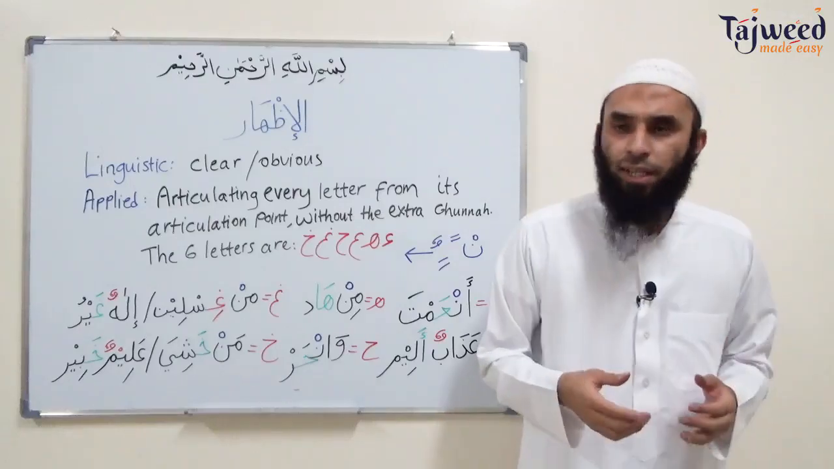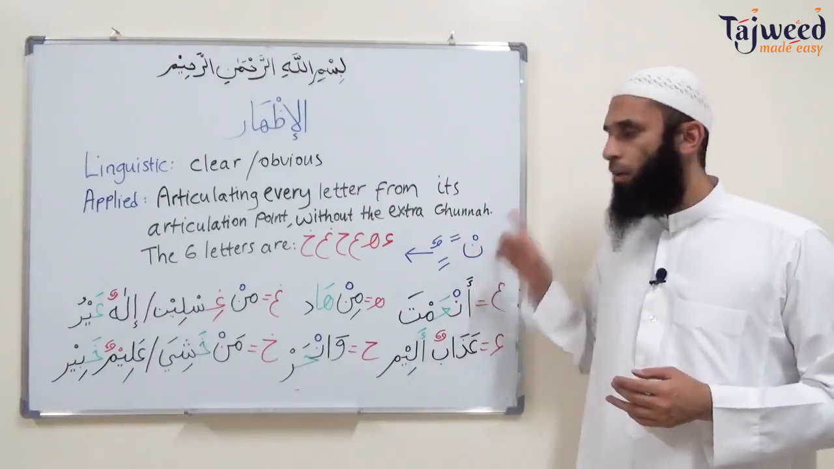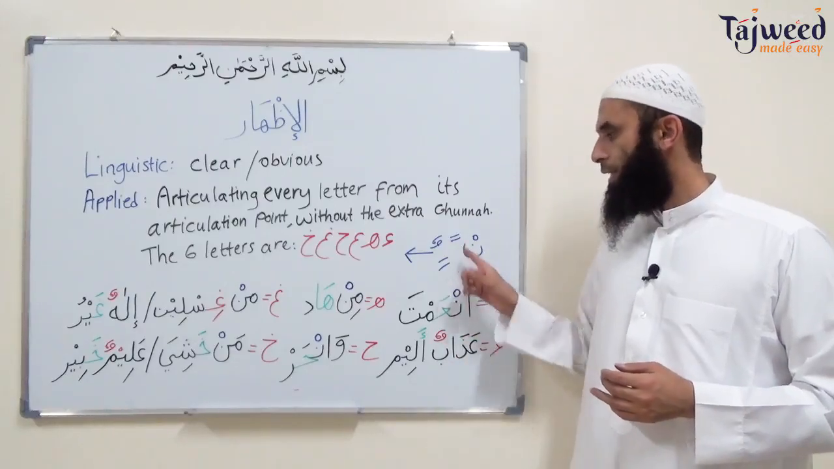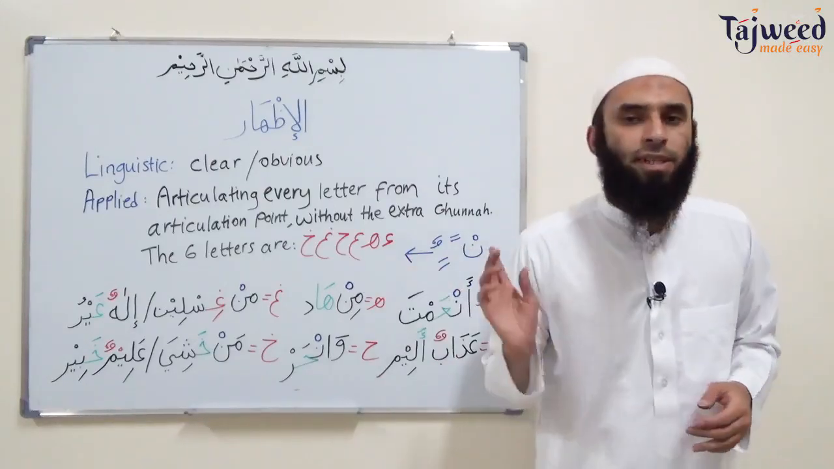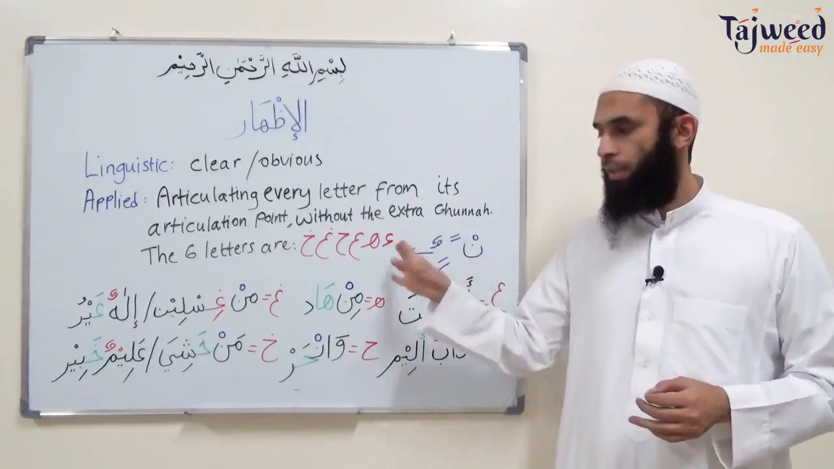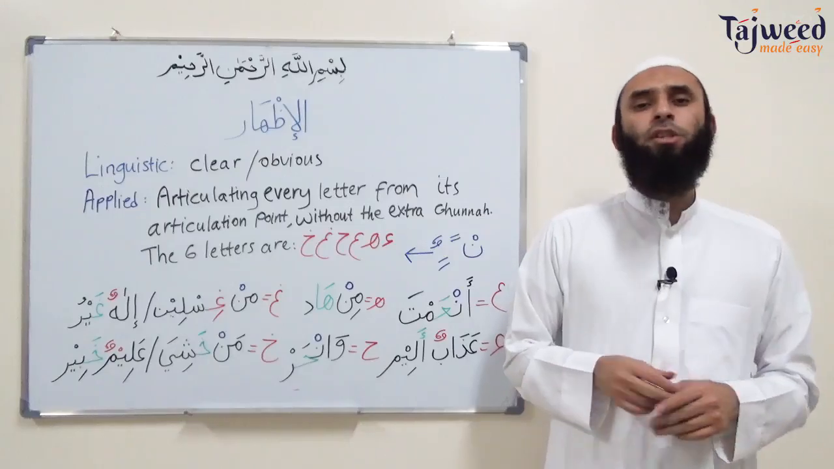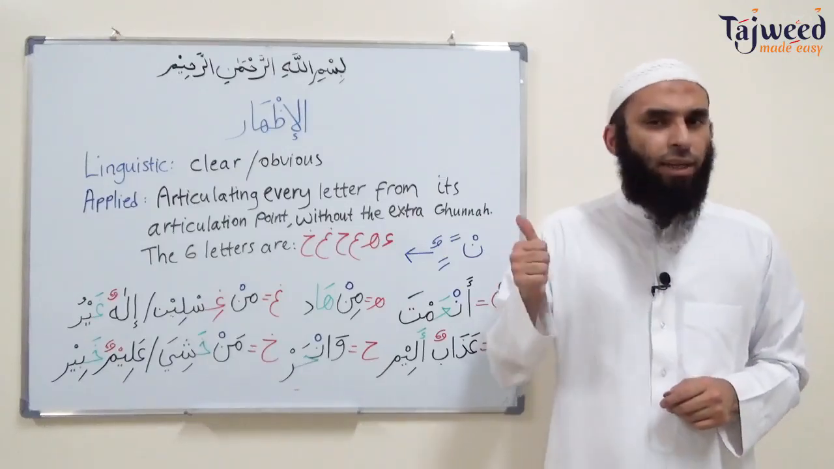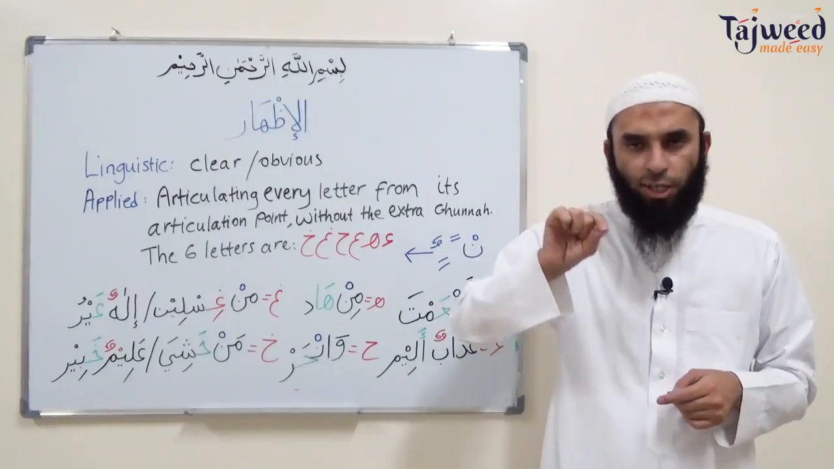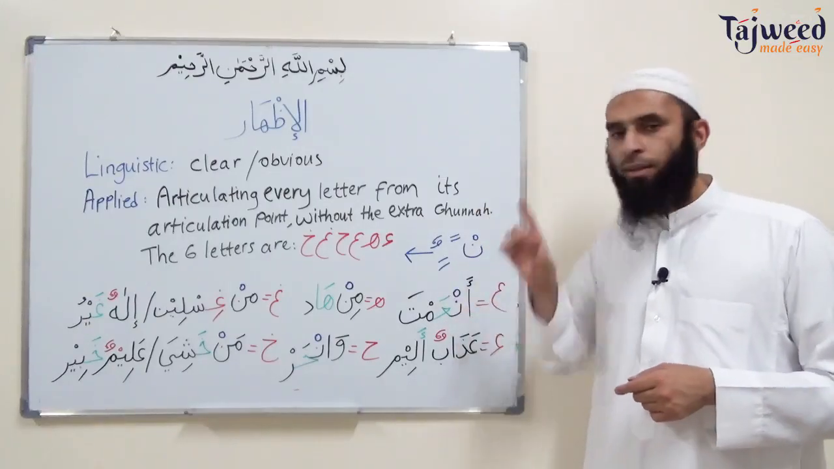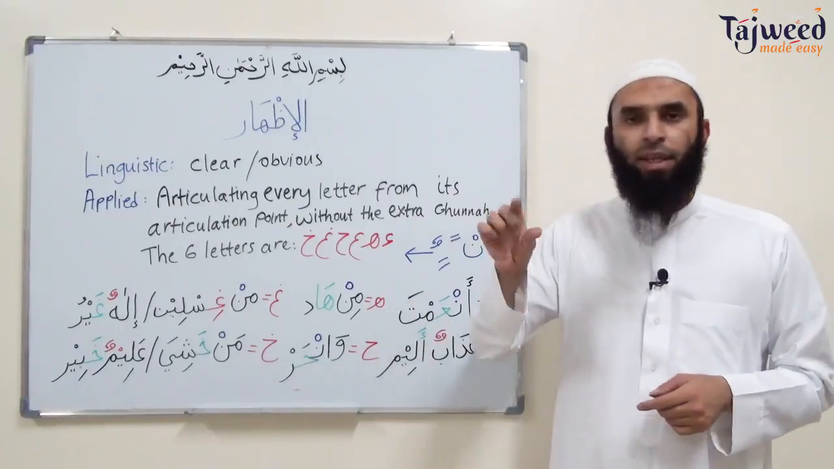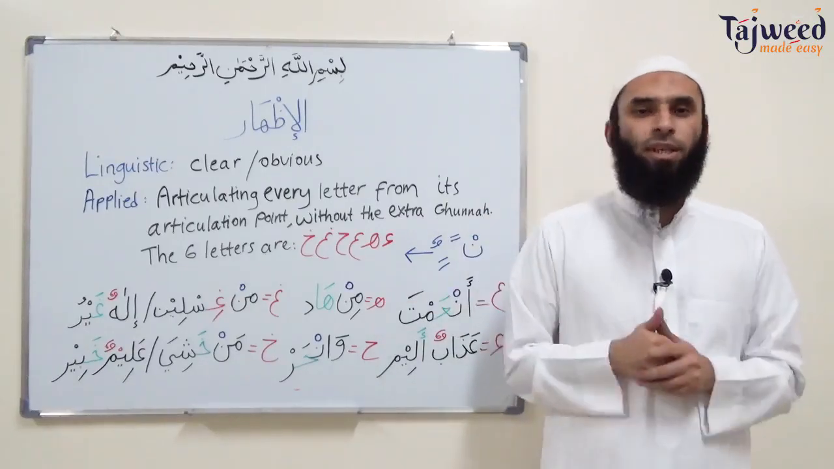So al-idhar basically, whenever we find a nun sakina or a letter that has tanween, fathatan, kasratan, dhammatan, followed by one of these six letters, next to each other, then we need to do two things. One, make the nun clear. Secondly, we do not produce the extra ghunnah. Just touch, let go. An'amta or adhabun alim minha. Just touch, then let go. This is what idhar is.